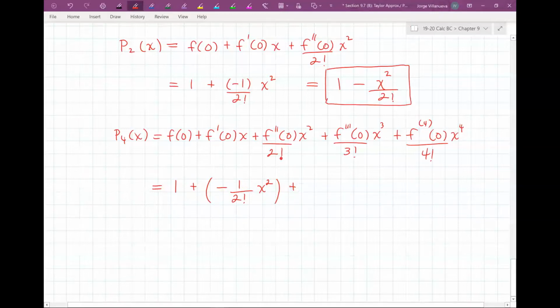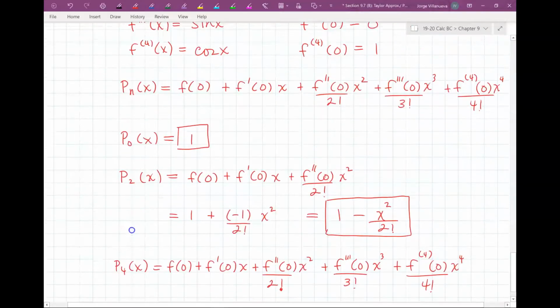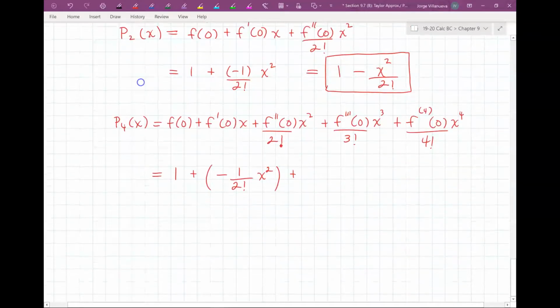What's f triple prime of 0? 0. So 0 times x cubed over 3 factorial is 0. So then f quadruple prime. Well, what was quadruple prime? 1. So that'd be 1 over 4 factorial x to the 4th. So let me write this out: 1 minus x squared over 2 factorial plus x to the 4th over 4 factorial.